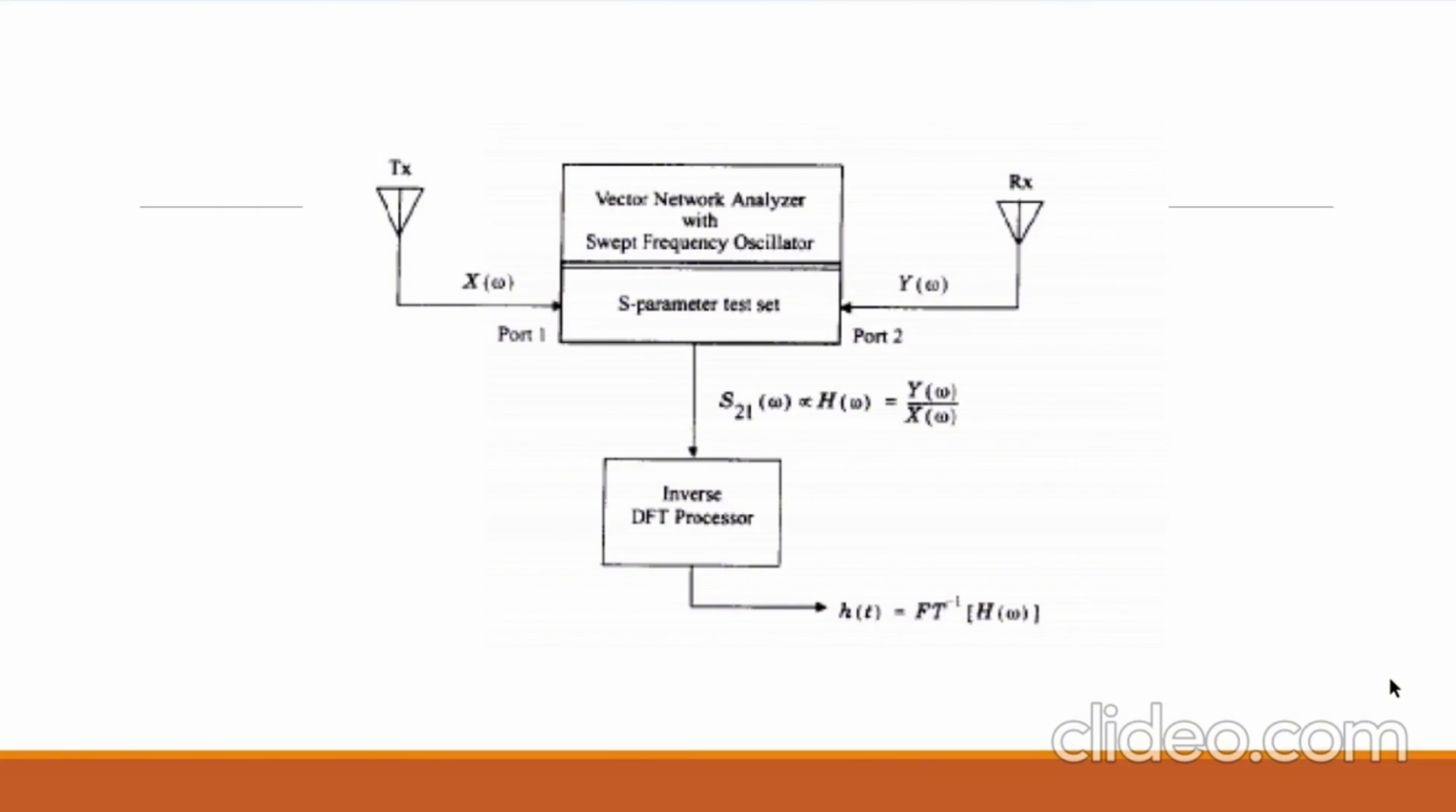So here, since we are analyzing for two ports, S21 is calculated, which is nothing but the transfer function Y of omega by X of omega, which is the H of omega. This is actually the gain in terms of S parameters. We will send the signal of the VNA to the inverse DFT processor, and upon having this inverse DFT processor, it will give the time domain response of h of t. This is the Fourier transform inverse of H of omega.